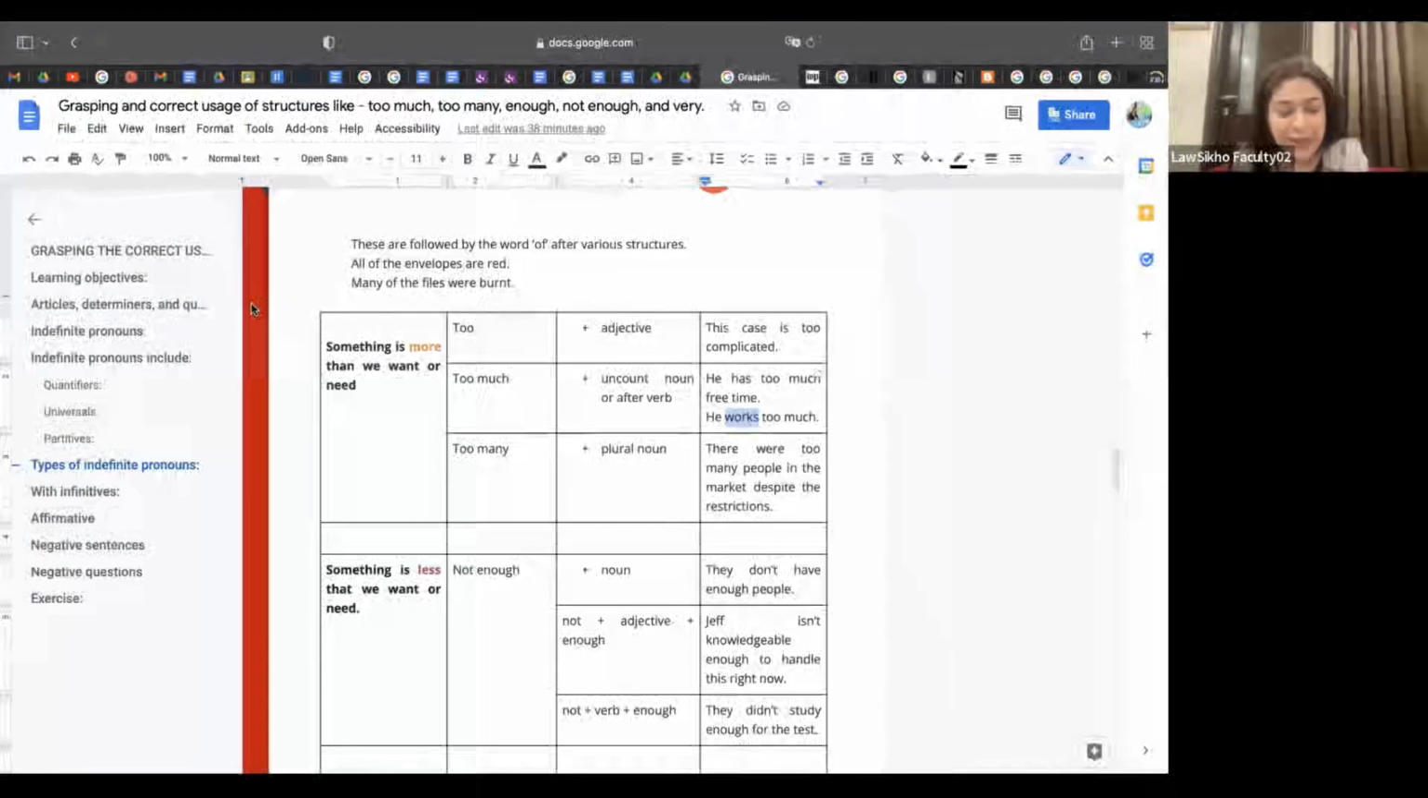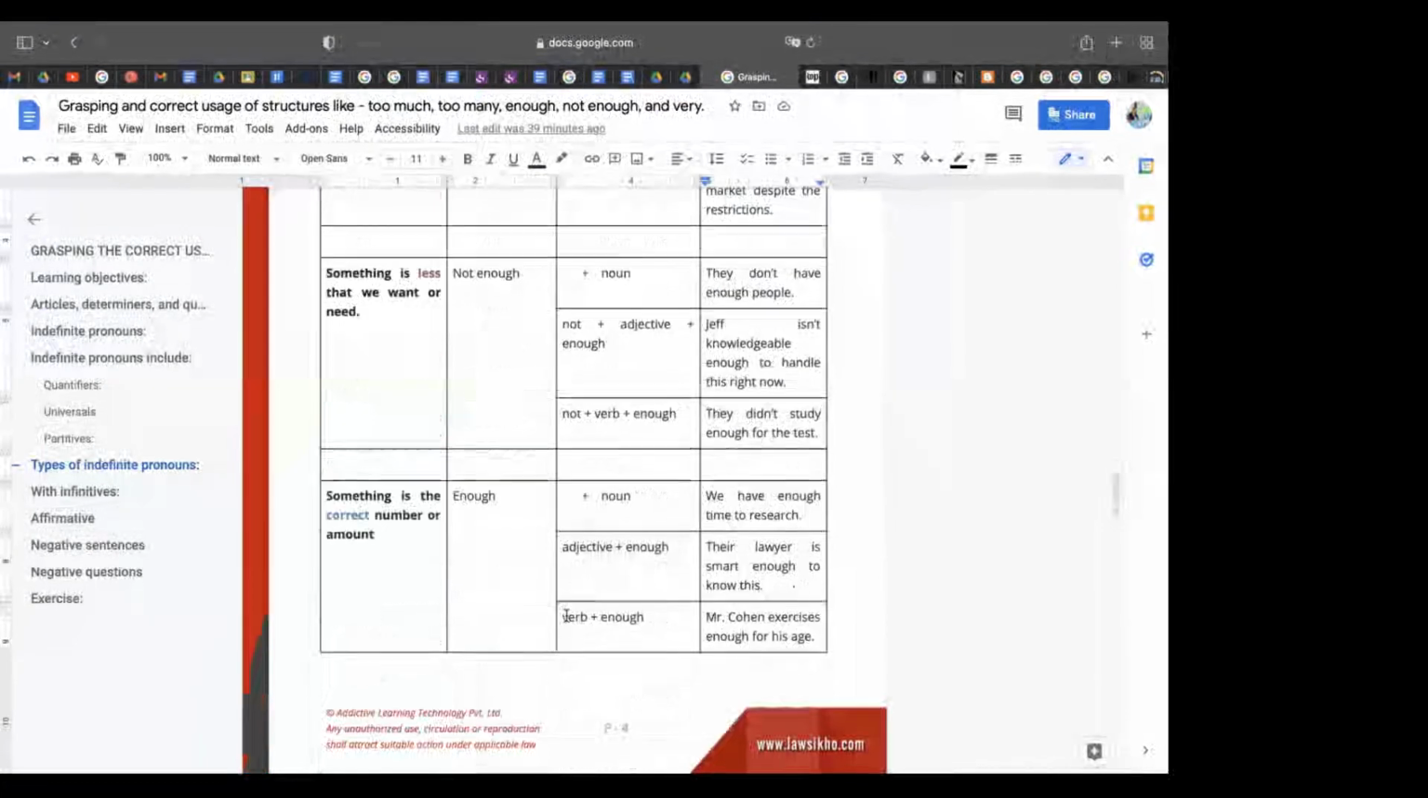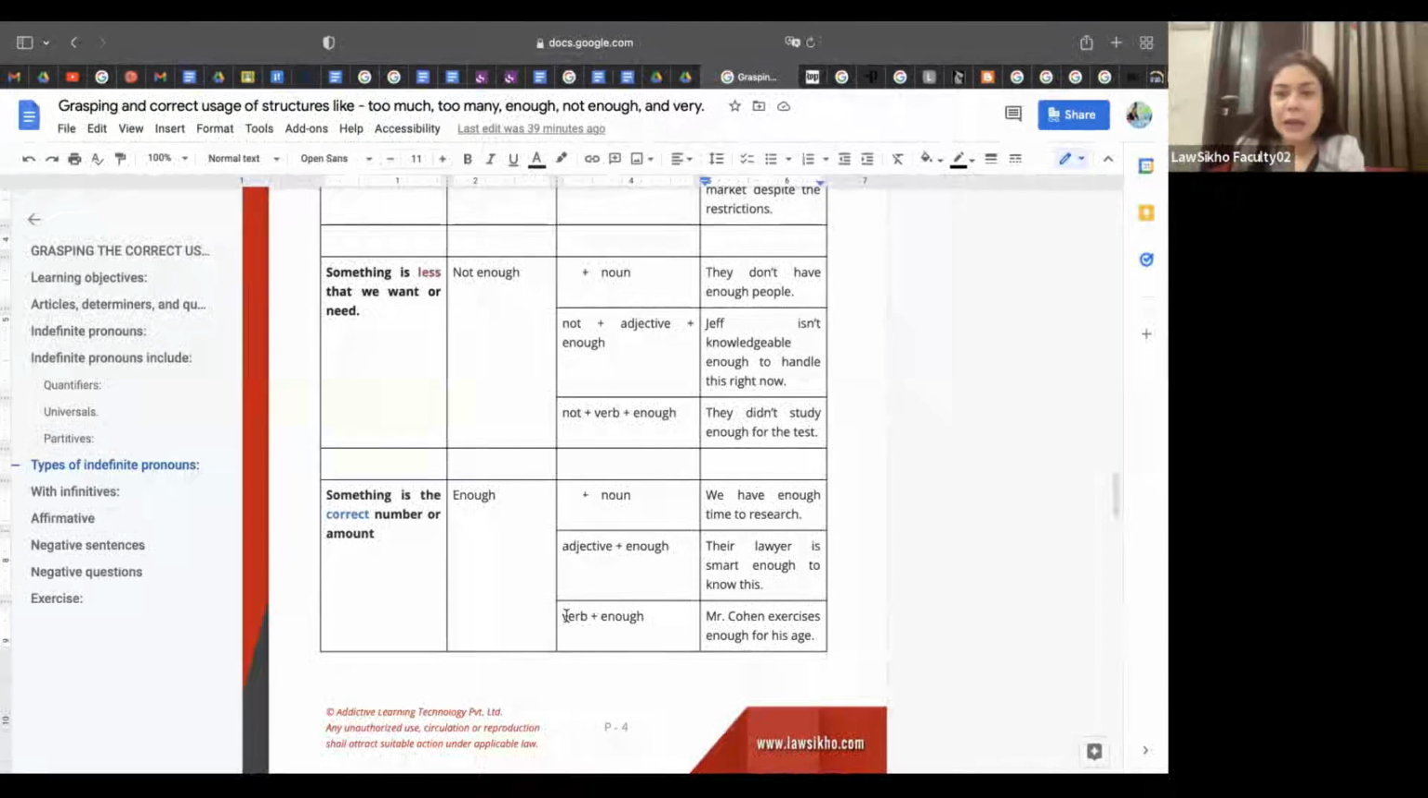It's called syntax. There are always syntaxes with each verb: which preposition will follow, which will come successively. So all syntax has to be matched. So it's "too much of something." Okay, thank you.